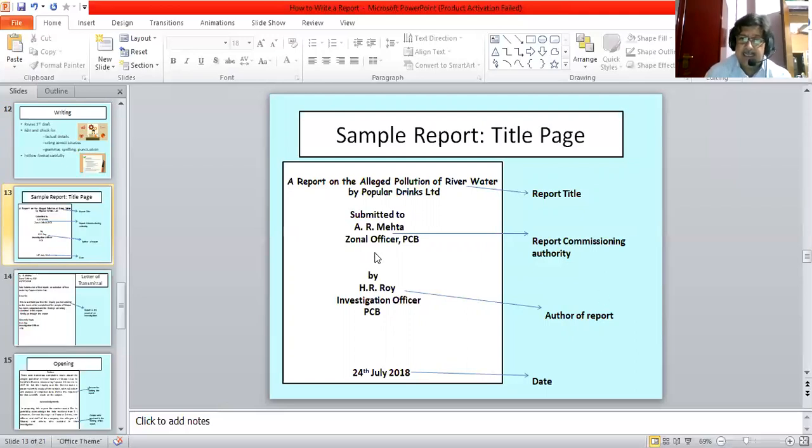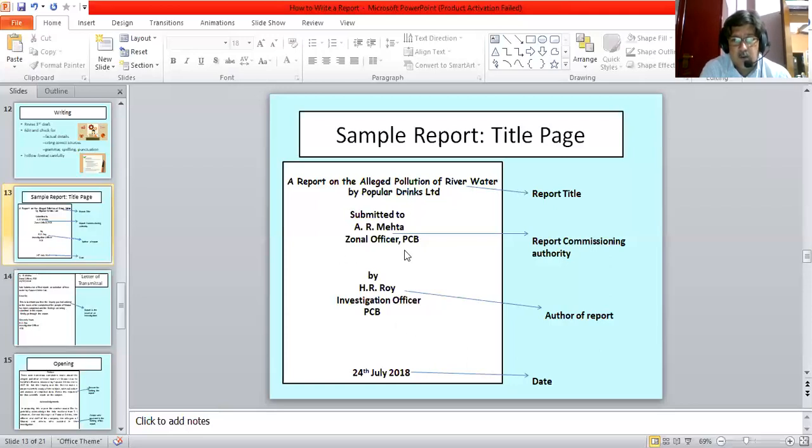And then the date is given below that. There can be other alphanumeric references or other references given in the top right corner or left-hand corner or somewhere else. So basically, this is the information contained in the title page. First, the full title of the report, then the commissioning authority's name and designation, then the author of the report, his or her name and designation, and then the date. So this much information is contained in the title page.